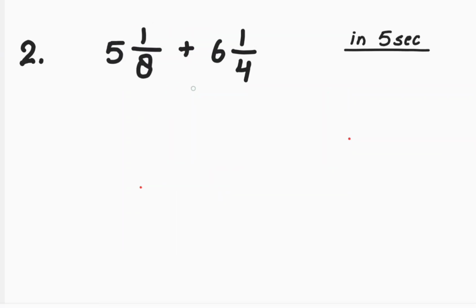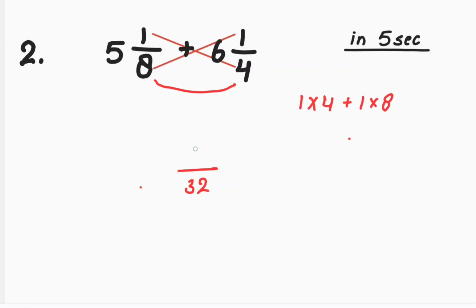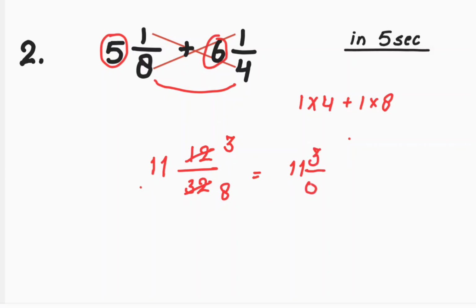Let's practice the same method in this question. Denominator will be 8 into 4, 32. Numerator, 1 into 4 plus 1 into 8, that is 12. And the integer value 6 plus 5, 11. 12 and 32 have common multiples. Simply divide them. This will become 3 and 8. So your final answer will be 11, 3 by 8.